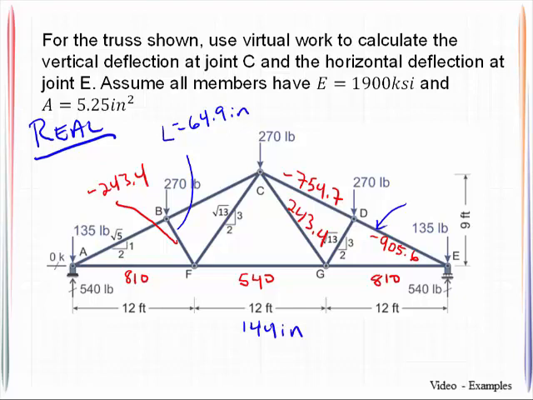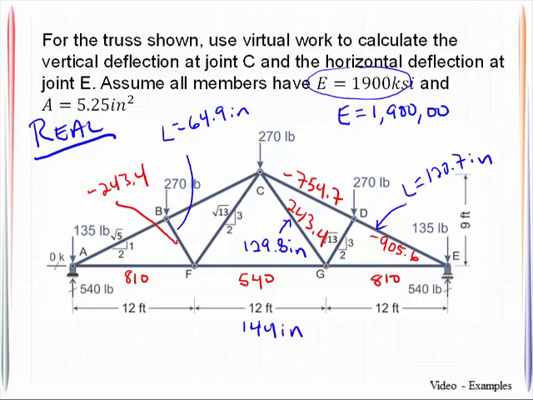The length of these upper chords, L is equal to 120.7 inches. And within here, the length of CG and also CF is equal to 129.8 inches. We want to be consistent in the units that we use for our analysis, so we recognize that E is 1900 KSI. Since I'm going to be working in pounds, we'll call that 1,900,000 pounds per square inch.